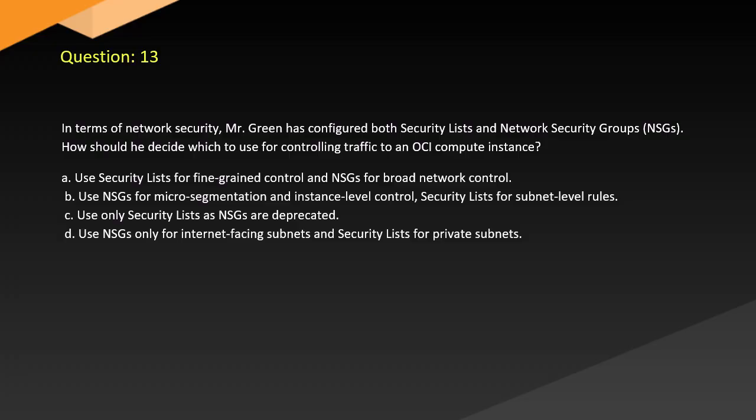Question 13. In terms of network security, Mr. Green has configured both security lists and network security groups, NSGs. How should he decide which to use for controlling traffic to an OSI compute instance? A. Use security lists for fine-grained control and NSGs for broad network control. B. Use NSGs for micro-segmentation and instance-level control, and security lists for subnet-level rules. C. Use only security lists; NSGs are deprecated. D. Use NSGs only for internet-facing subnets and security lists for private subnets.